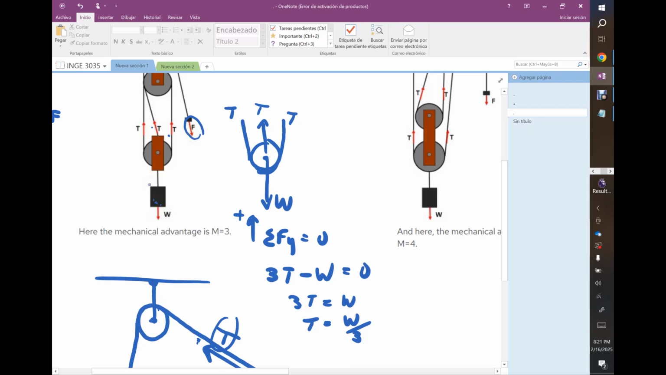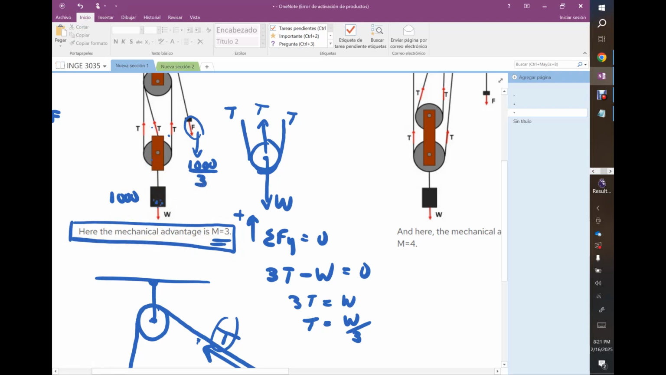So W here is 1,000 pounds. The force that you are applying on this part of the rope would then be 1,000 divided by 3, and this is where this comes from. Here it says the mechanical advantage for this system is a factor of 3. That's right there. So you reduce the weight this way by 1/3.